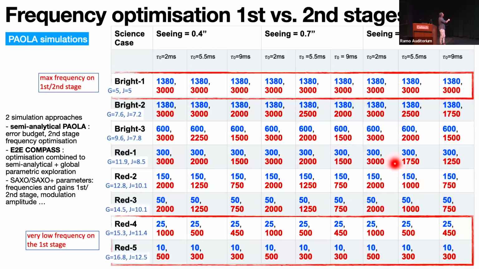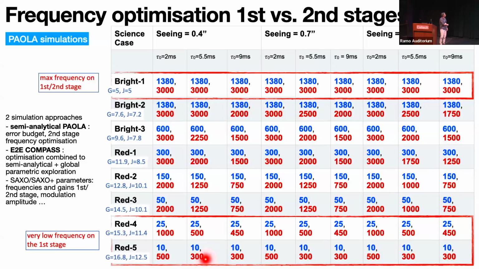So many different brightness, from very bright star to a very red star. The reddest one in our sample has a G magnitude of almost 17, and J band 12.5. And here we have seeing and tau naught, so the condition of the turbulence. For the brightest targets, both SAXO and SAXO Plus will be able to operate at the maximum frequencies, about 1.4 kilohertz for SAXO and 2.73 kilohertz for SAXO Plus.